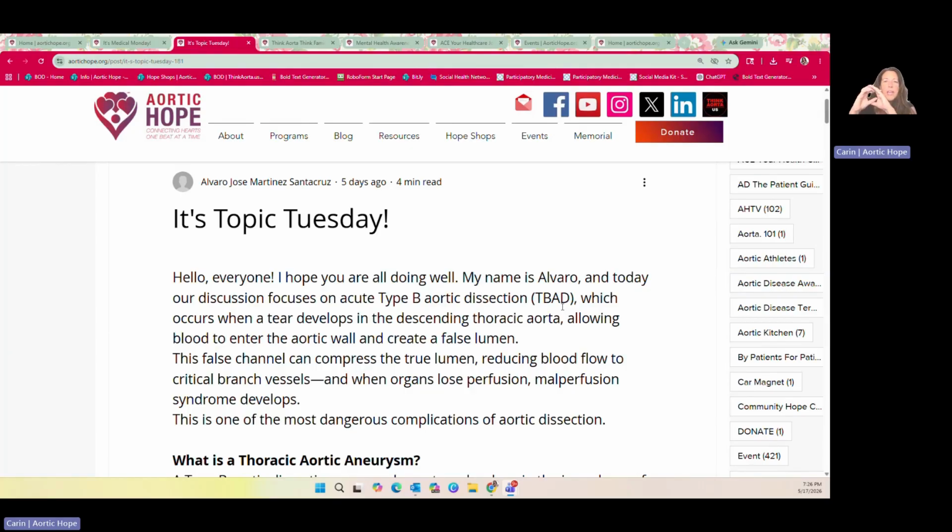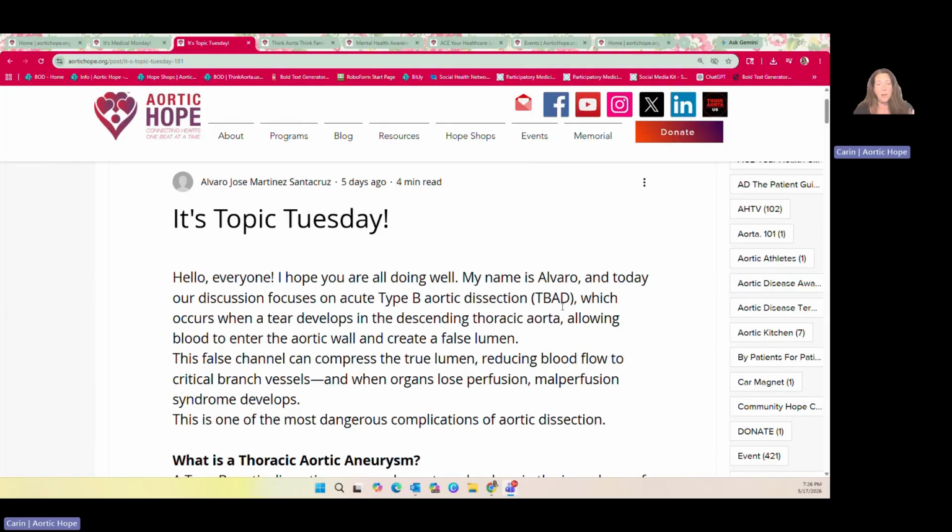Okay, so picture your aorta. It's just a big garden hose. And when you tear, a part of that aorta fills up with blood. So it's like 2 tubes now, except only 1 tube is going to your organs or perfusing your organs. The other tube is going to nowhere. That's called a false lumen. And when organs lose perfusion, that's malperfusion.